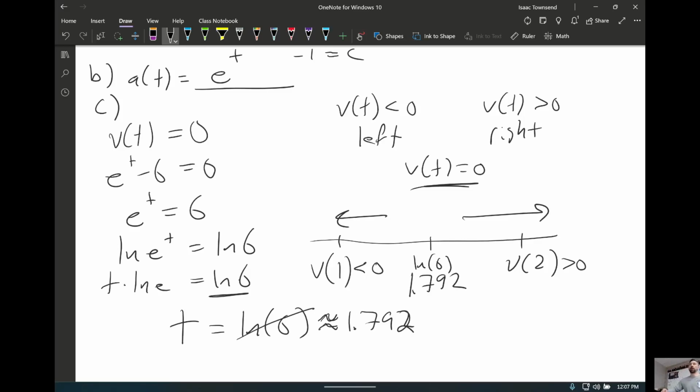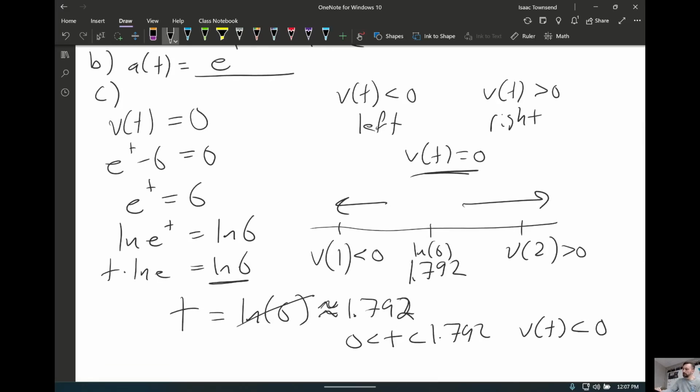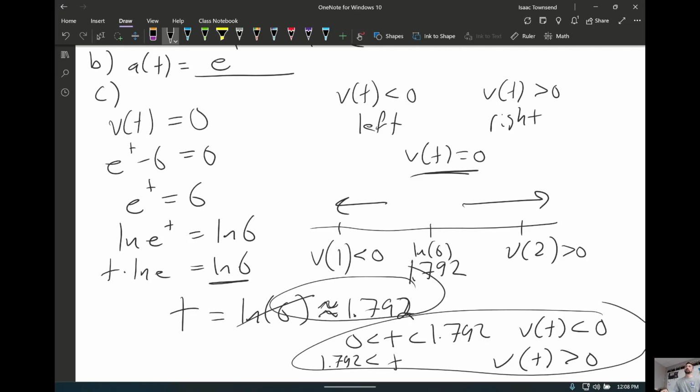And our justification is, I would say something like when t is from 0 to 1.792, velocity is negative. And then when t is bigger than that, I guess it goes on forever, but then velocity is positive. So answer, justification: velocity at that time is switching from negative to positive, so it's changing from left to right.